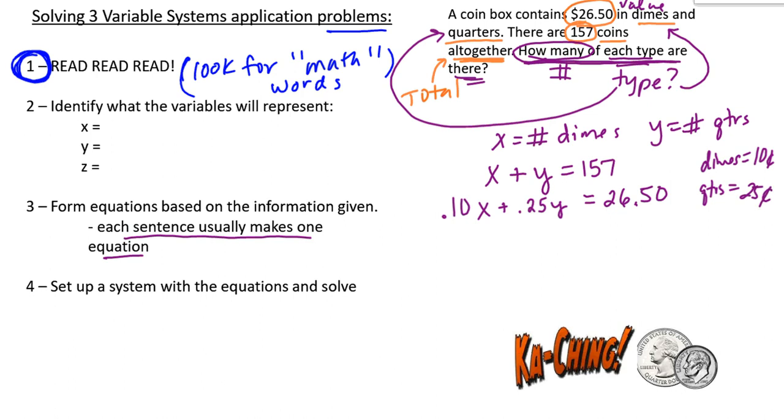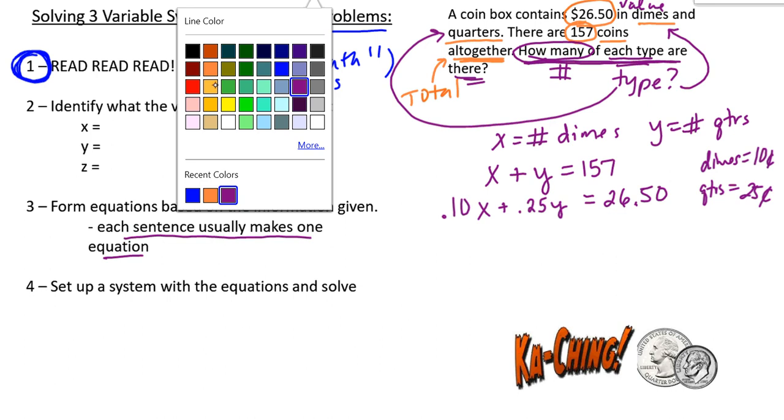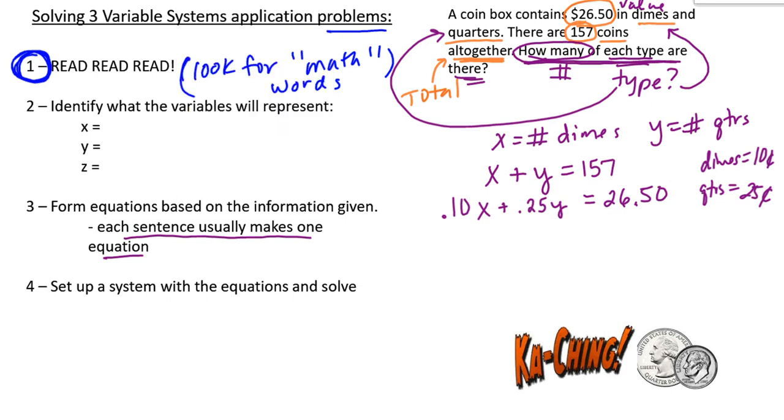You can choose at this point, if you want to get rid of those decimals, you can. You guys know how to get rid of decimals, but you don't have to because we're solving using matrices now, and you can put decimals into a matrix. It doesn't matter. All right, let's form our augmented matrix. We've got 1, 1, 157. We've got 0.1. I'm going to drop that 0. It's not necessary. 0.25 and 26.5.